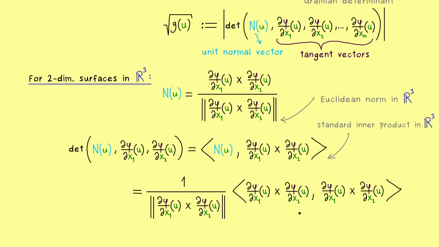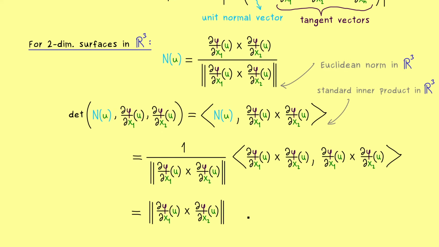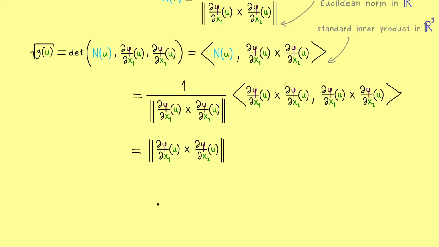So what we actually have is the norm squared divided by the norm itself. Therefore what remains here is just the norm to the power 1. This means the determinant of the Gram matrix that we need in our calculation of the integral is just given by the standard Euclidean norm of the cross product of the tangent vectors. So actually quite easy to calculate, and that's what I want to show you now with an example.